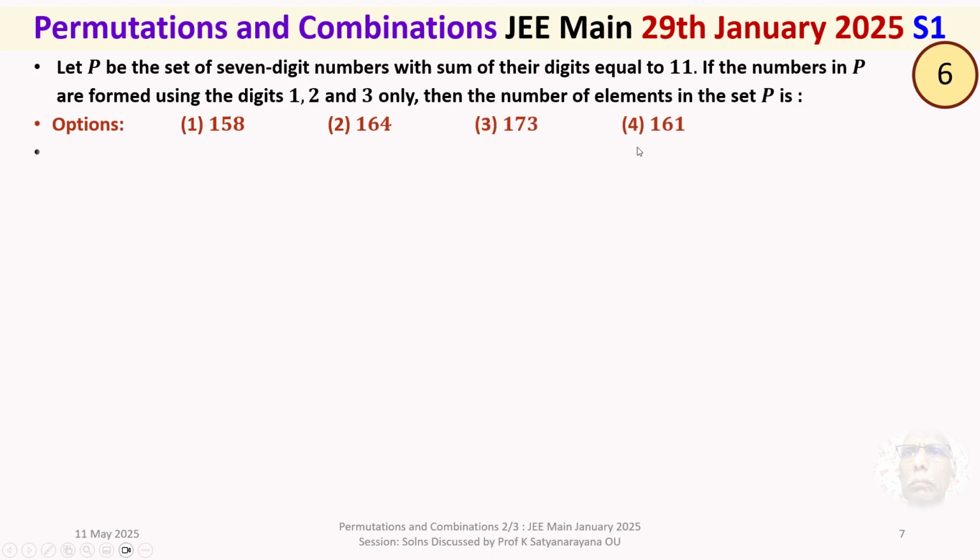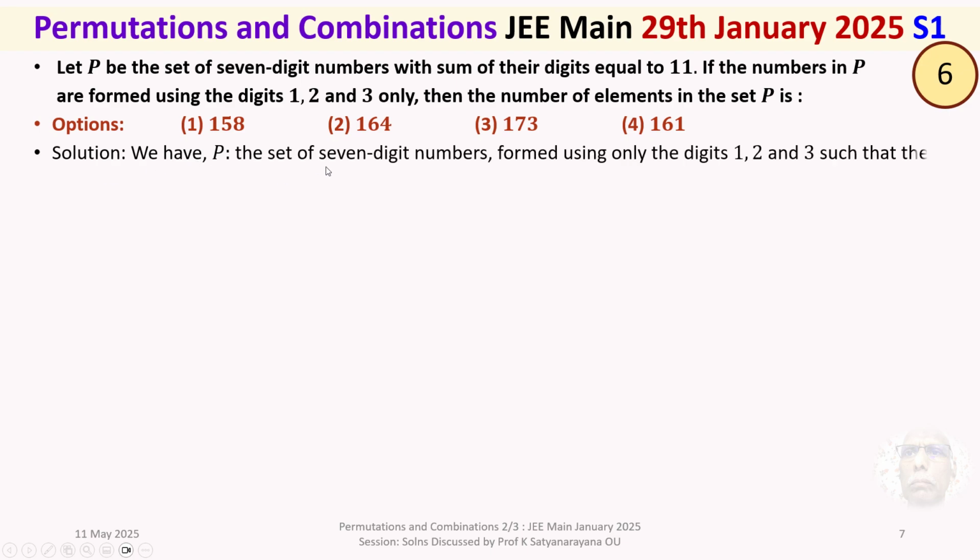Let's now discuss the solution of the problem in detail. We have P, the set of 7-digit numbers. These numbers are formed using only the digits 1, 2, 3, such that the sum of their digits equals 11.